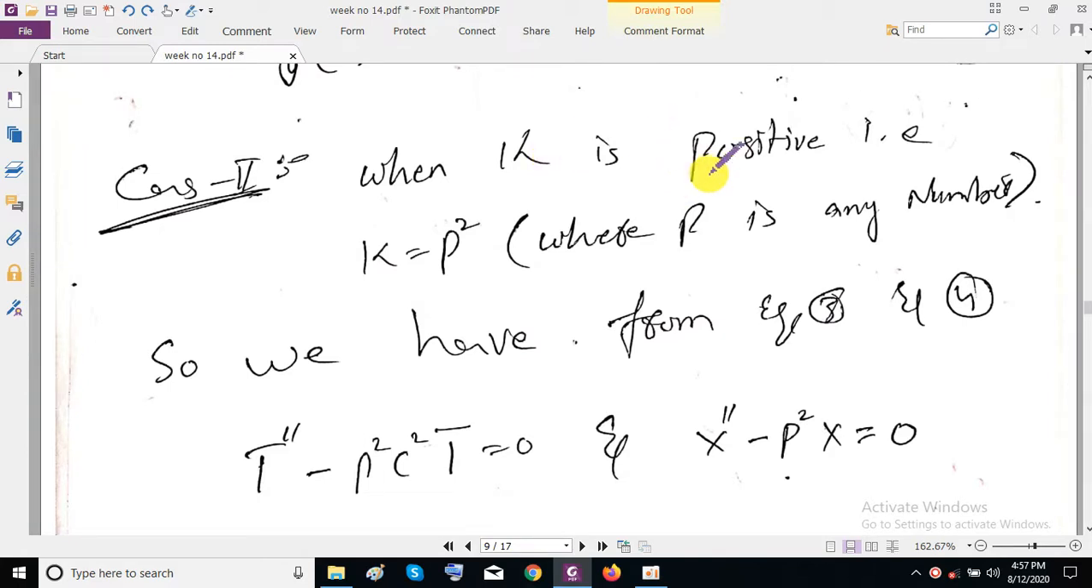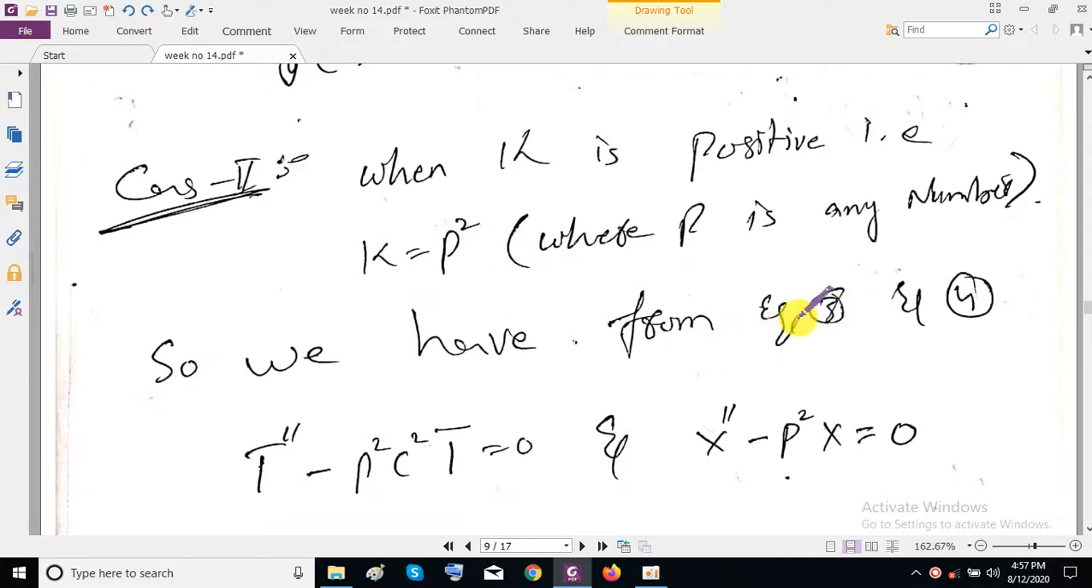Now in the second case, when k is positive, that is, k is greater than 0, for the positive we take p square. We take k as p square because p is any number, maybe negative or positive. If you take both negative and positive, then definitely to remove the negativity we take the square, so that k is equal to p square.